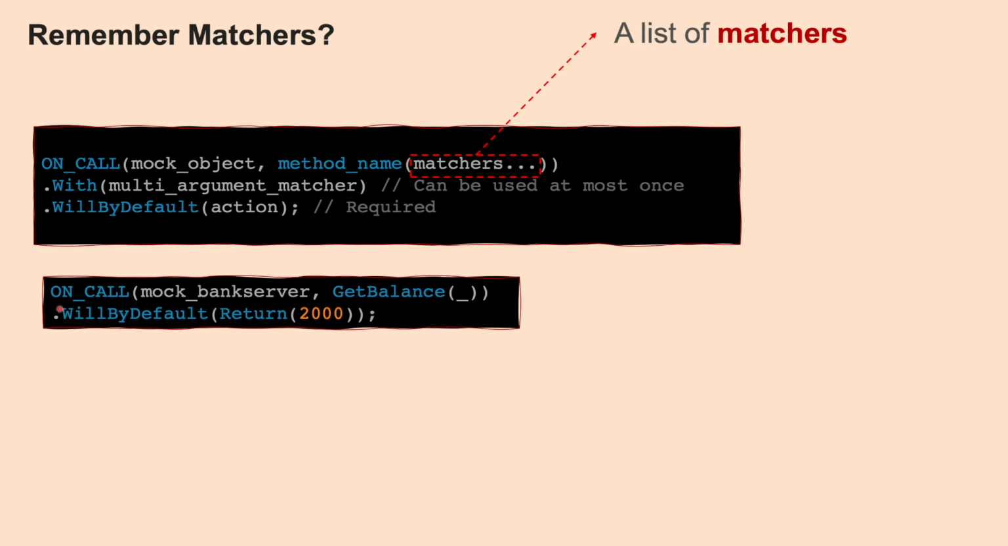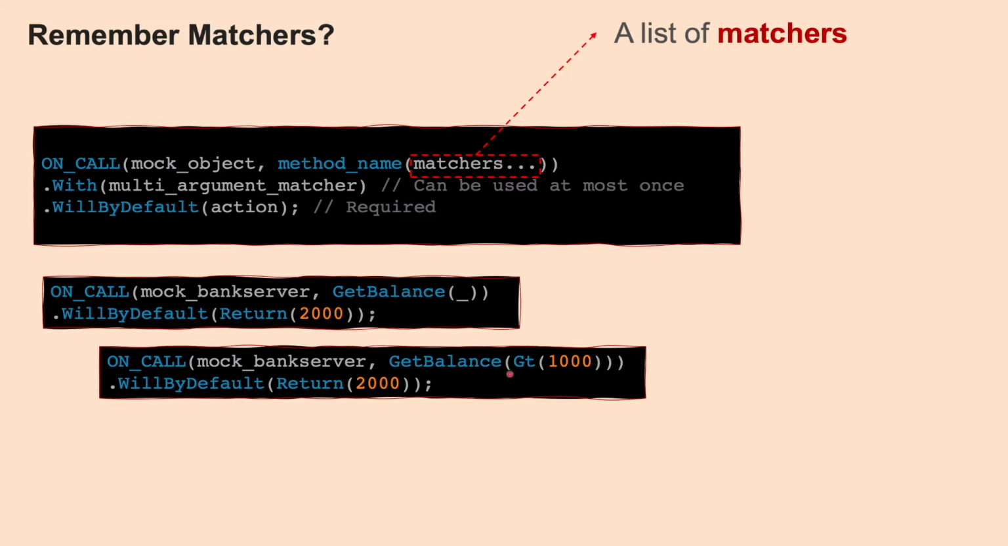For example, here, I'm specifying an onCall macro which says that if getBalance was called with any parameter, underscore is a matcher that can match any value, and in that case return the value of 2000. Also here I'm saying if getBalance was called with a value that was greater than 1000, only then return 2000. So if it is called with any other value that is less than or equal to 1000, this will not work and we again fall back to the default.